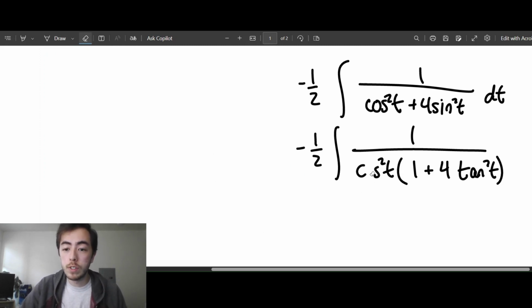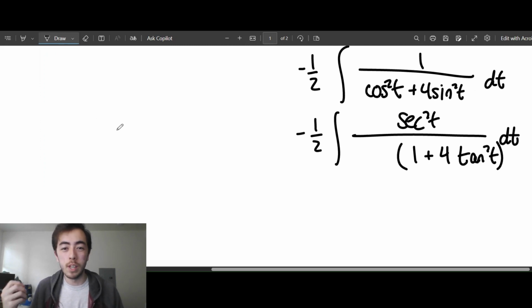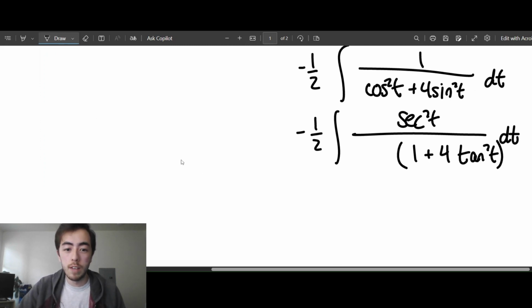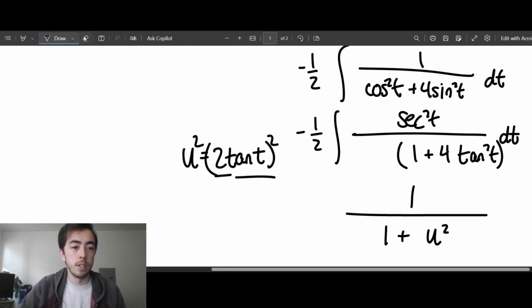Also, I will move this cosine squared of t into my numerator and call it secant squared of t. That is a reciprocal identity. And maybe you see where I'm going with this now. This is set up to be a great u substitution. If I set u to be equal to 2 tangent of t, maybe you'll notice in the denominator, I'll have 1 plus u squared, because if I square both sides of this, I will get 4 tangent squared of t.